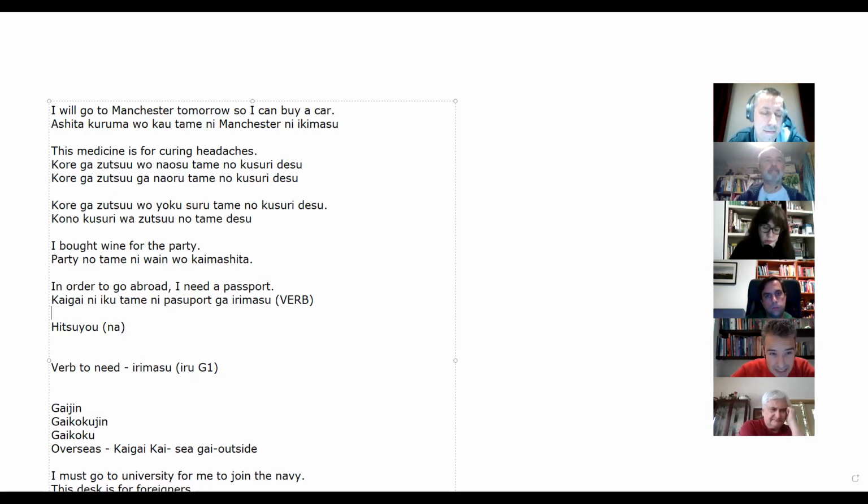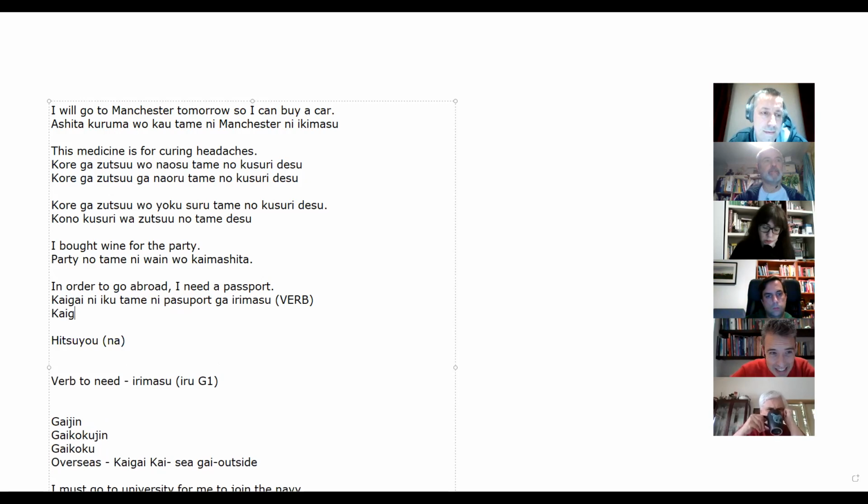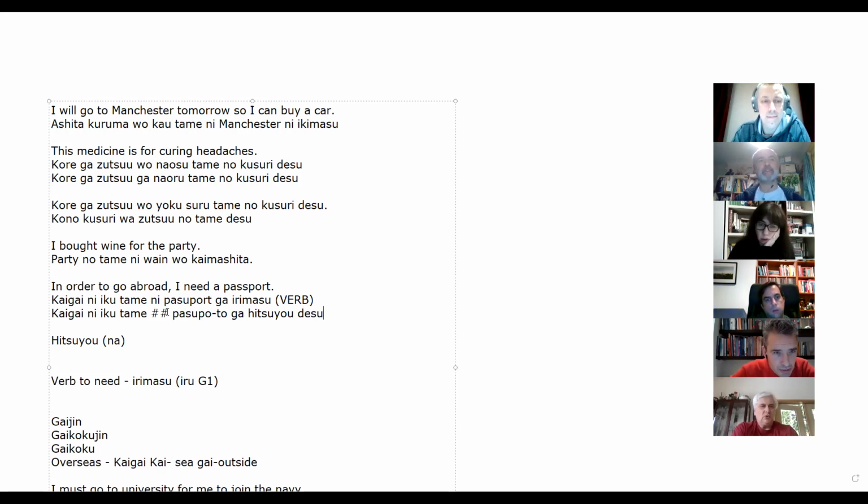Now, if we stick that in there, does it change this particle? Tame. Put the blank there. Passport ga. Should we do passport o like that? Ga. Hitsuyo. And then what should we finish this with? Hitsuyo desu. So what does that say about this particle here? That will be no. You'd think so, wouldn't you? Because you're saying this is a thing, but it's actually ni.